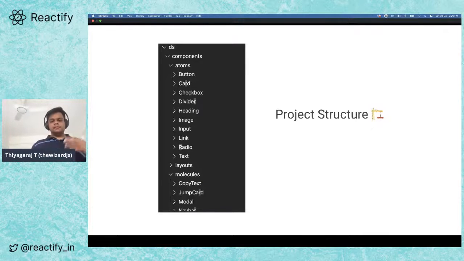So for the project structure, I think most of you would know, there'll be some sort of organization, which we talked about, like atoms, molecules, layouts. Again, you can define it by yourself. We define based on what worked for us and which scaled for us.